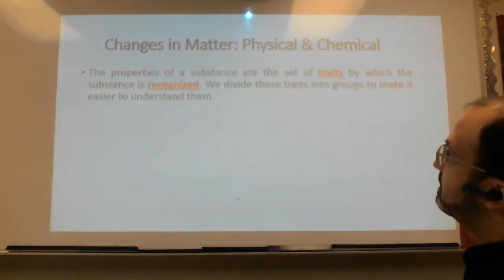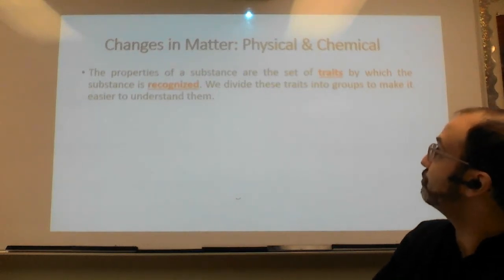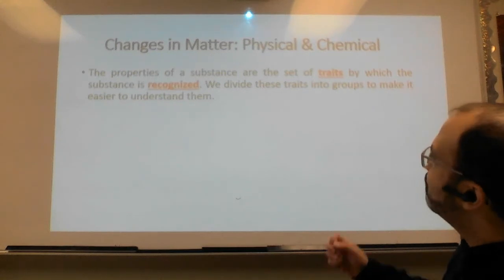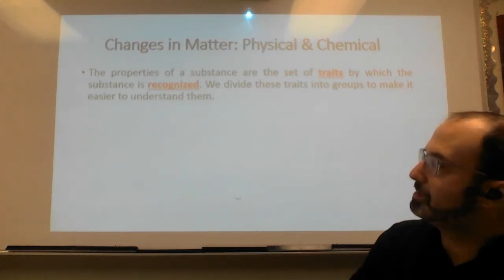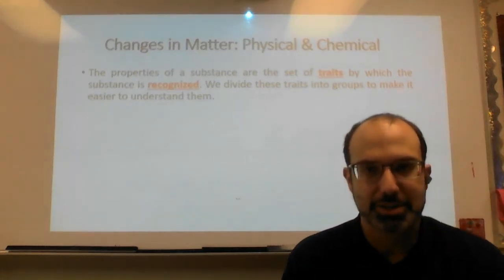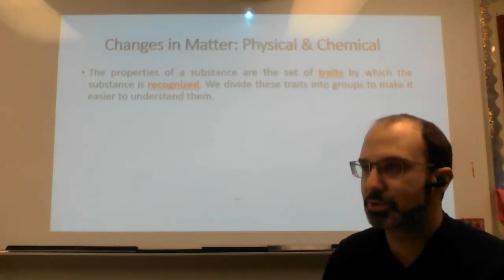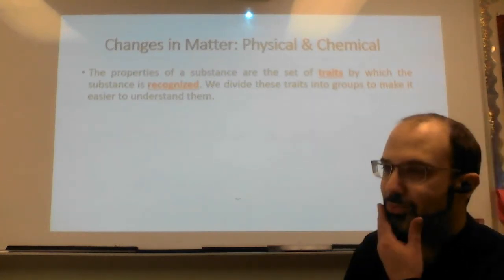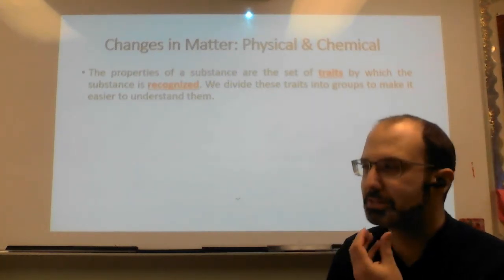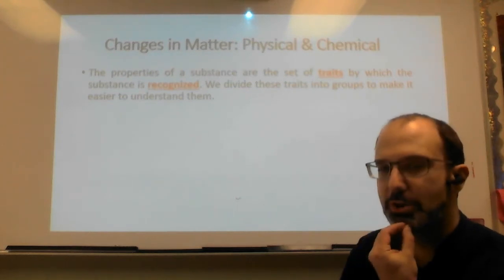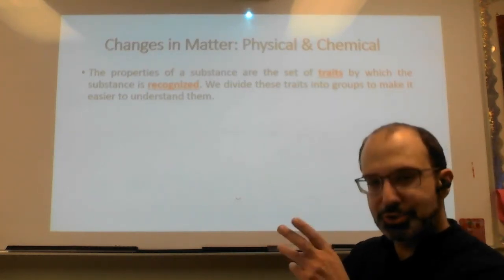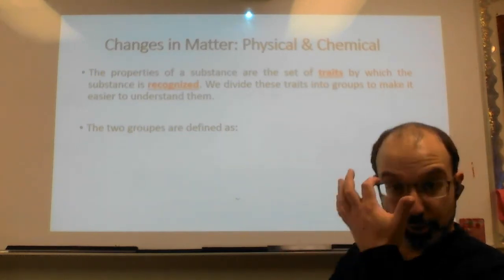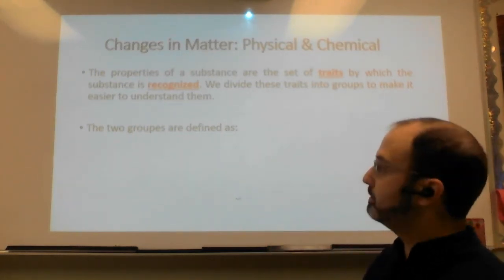Moving on with this, we see that the properties of a substance are the set of traits by which a substance is recognized. So we divide these traits into groups to make it easier to understand them. That's what we're dealing with here, right? We're going to be dealing with these properties, both physical and chemical, because it's the way that we identify matter, right? We look at something and we go, oh, yeah, that must be iron. How do we know that's iron? Because we look at it and we have properties, traits that let us know that it's iron. So we have two broad groups that we're going to be using in order to identify materials, okay?